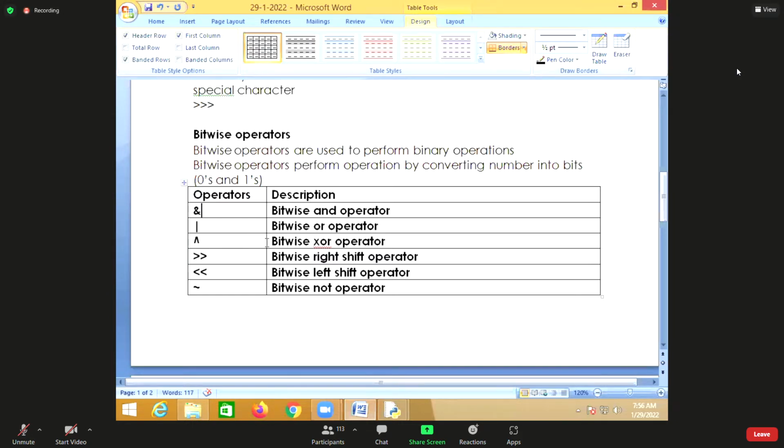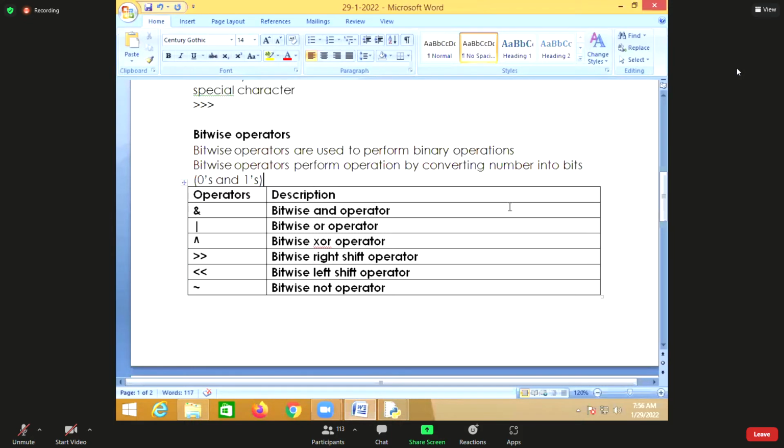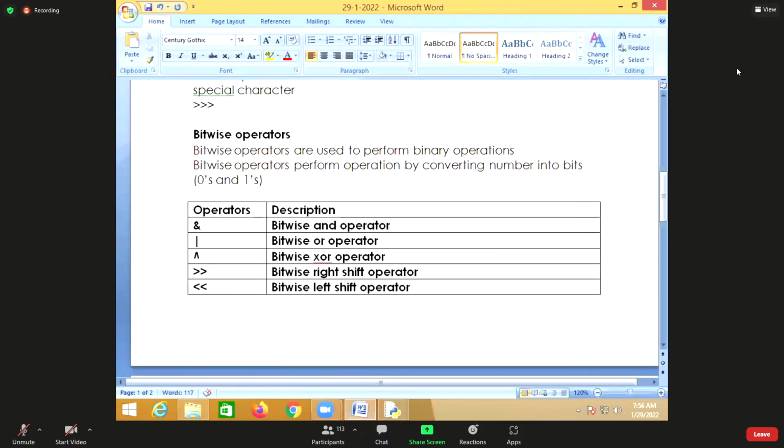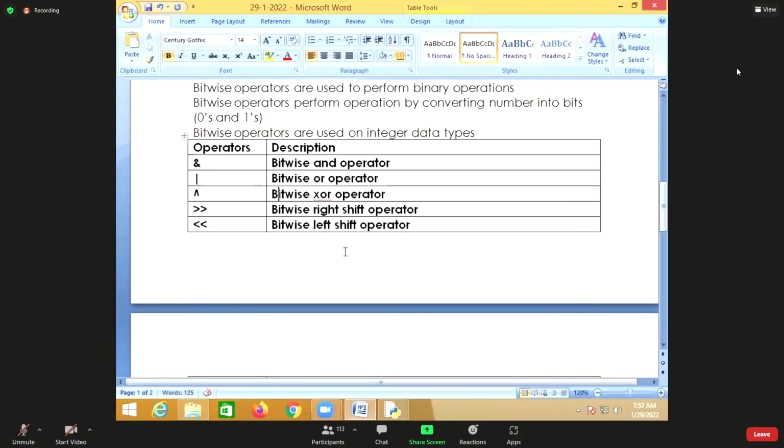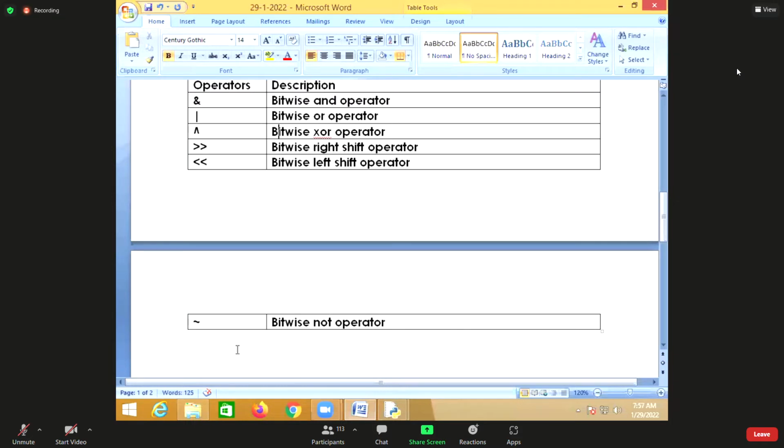All these operators are applied only on integers. Bitwise operators are used only on which data type? Integer data types. So the bitwise AND operator, bitwise OR operator, bitwise exclusive OR operator, bitwise left shift operator, bitwise right shift operator and bitwise NOT operator.